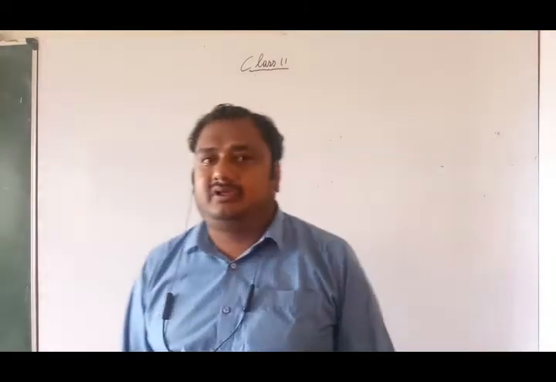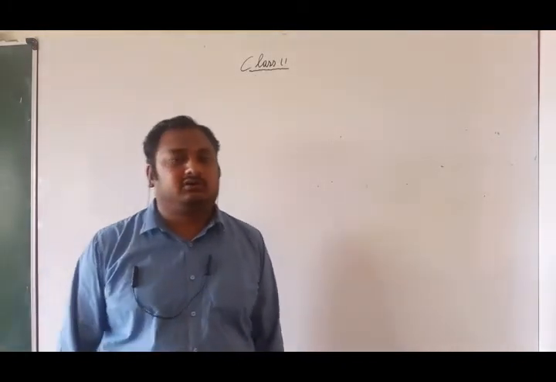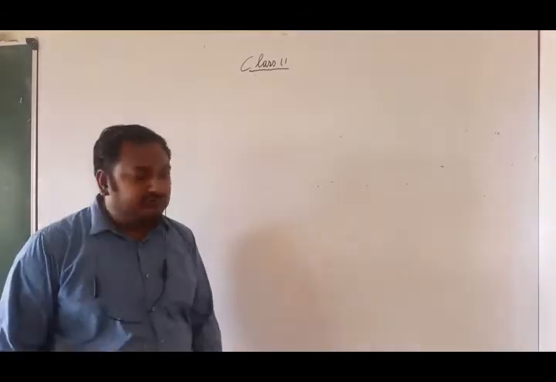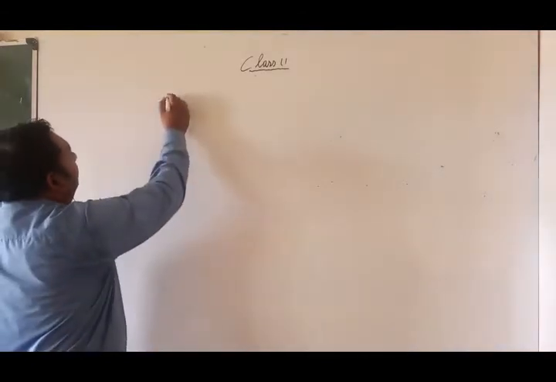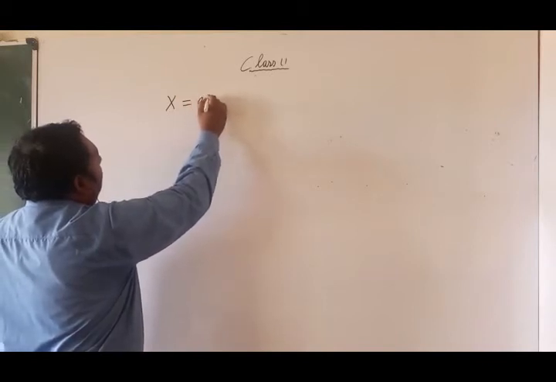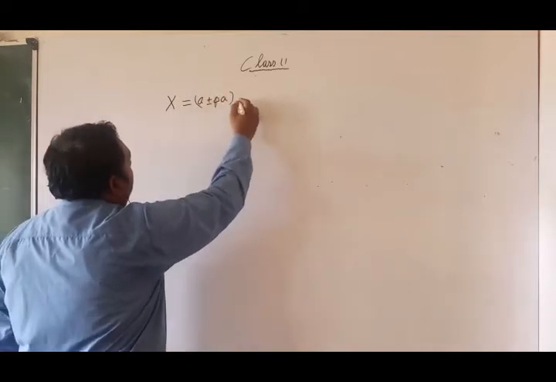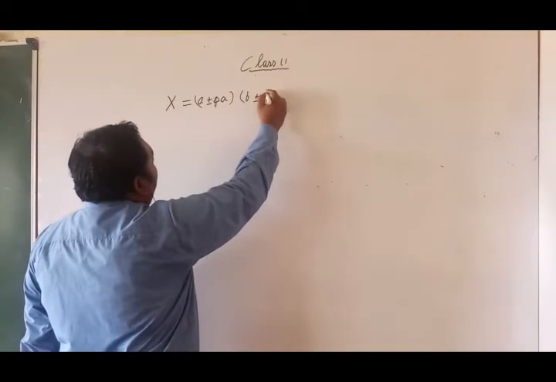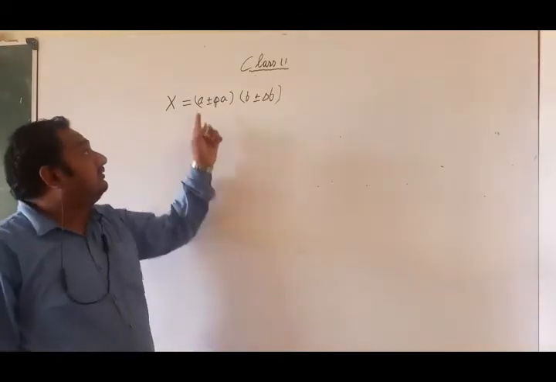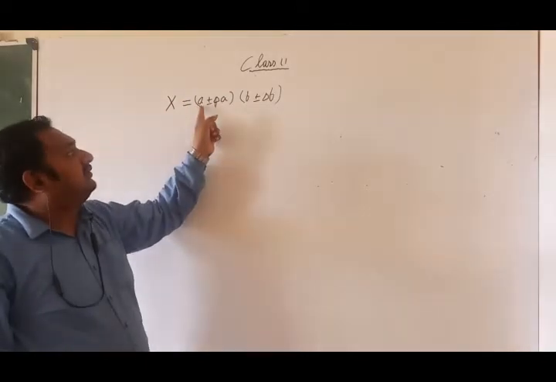Dear student, today we will learn what happens whenever we multiply two measurable quantities, and what happens with their absolute errors. So let's suppose the two quantities are represented by x equal to A plus minus del A and B plus minus del B, where del A and del B are the absolute errors in the measurement of A and B.